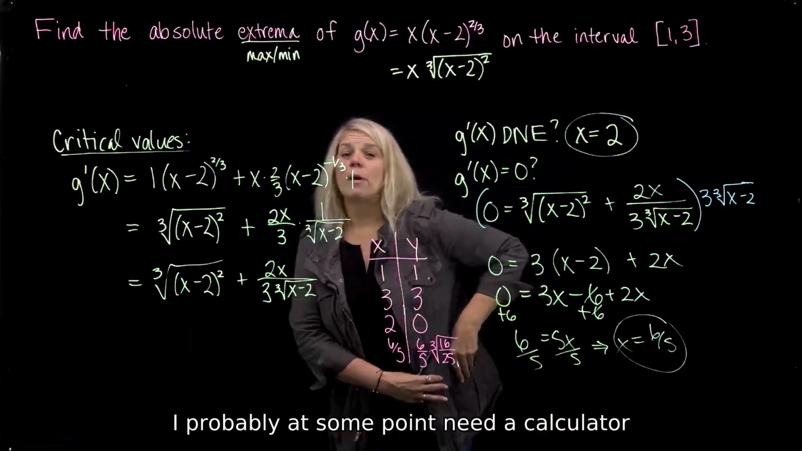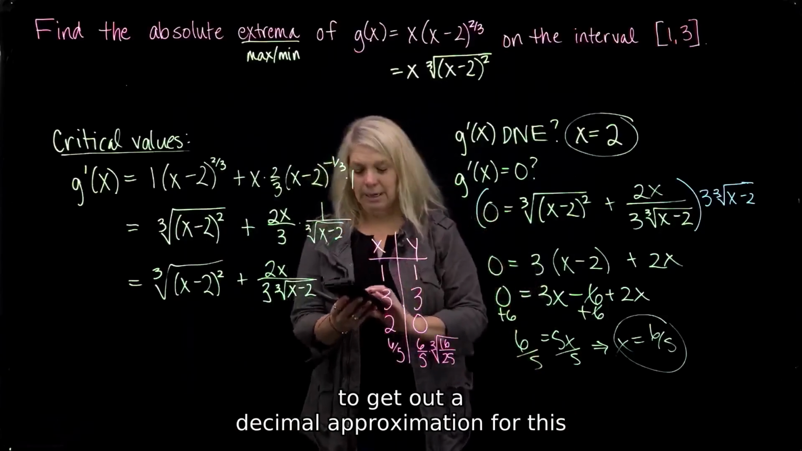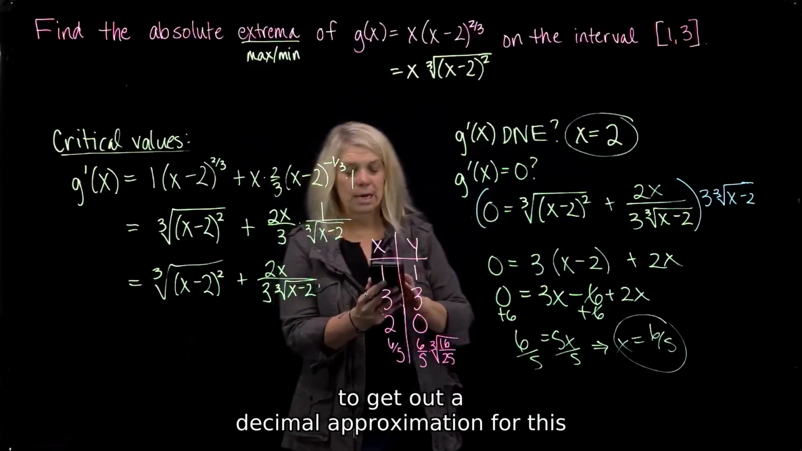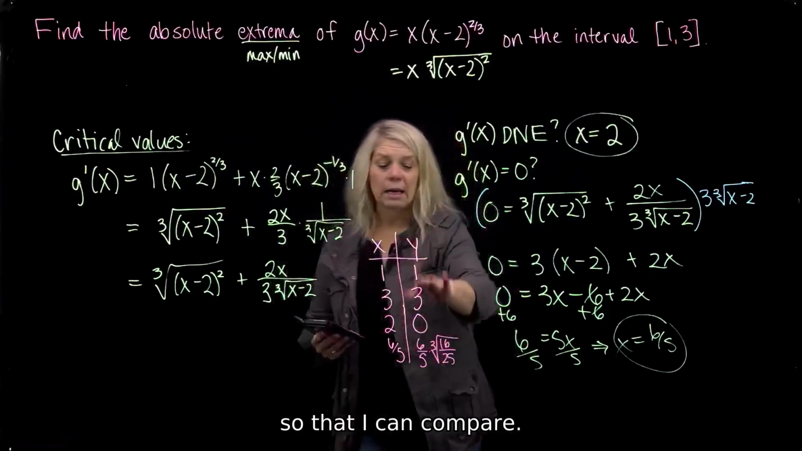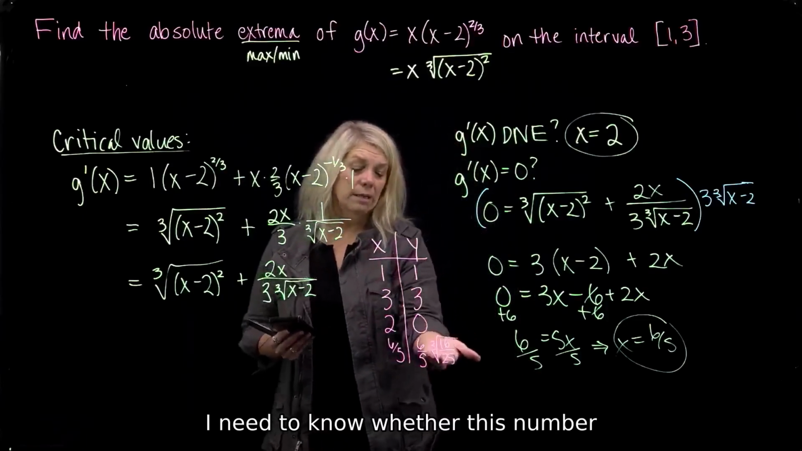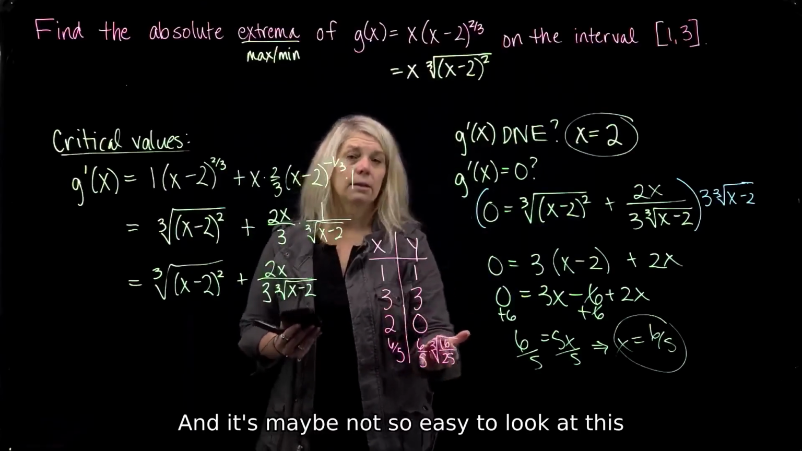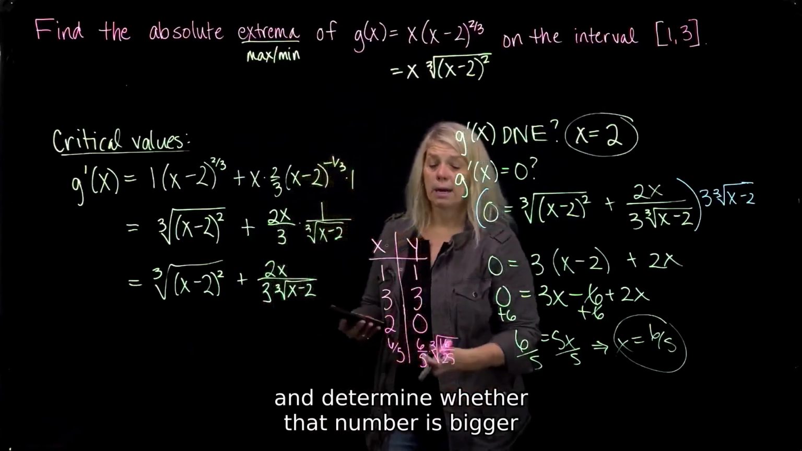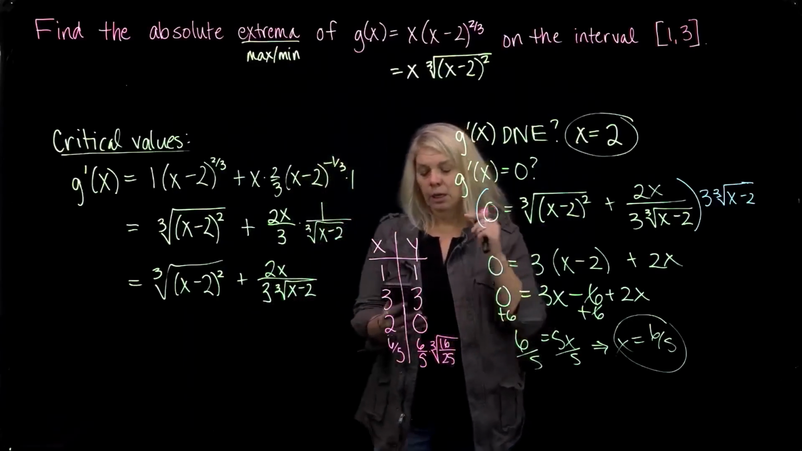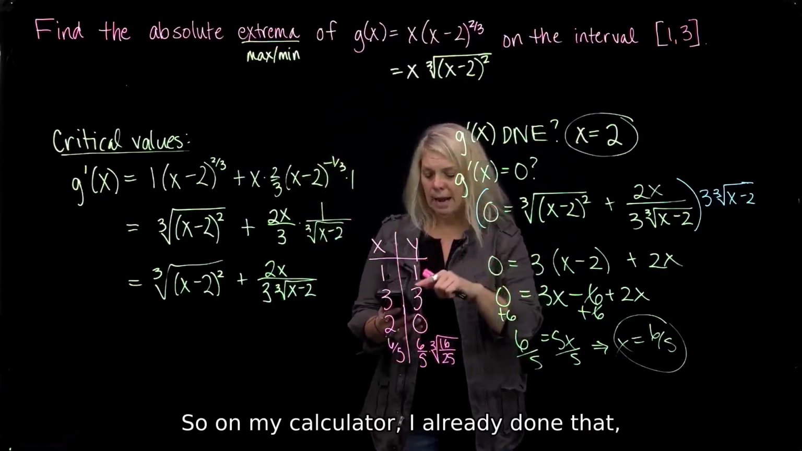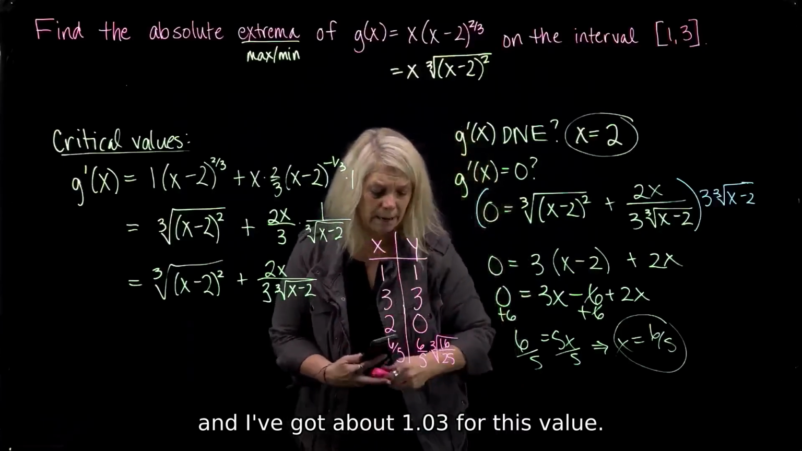I probably at some point need a calculator to get a decimal approximation for this so that I can compare. I need to know whether this number turns out to be bigger or smaller than 1. And it's maybe not so easy to look at this and determine whether that number is bigger or smaller than 1. So on my calculator, I've already done that, and I've got about 1.03 for this value.